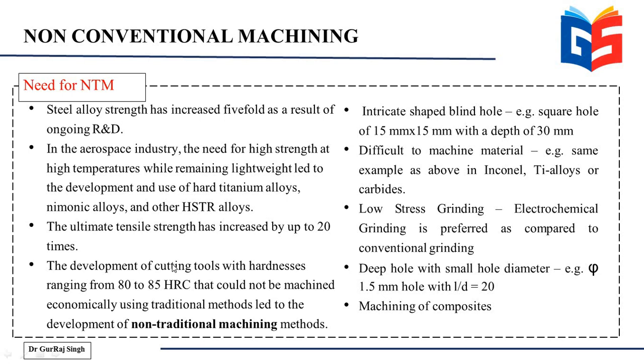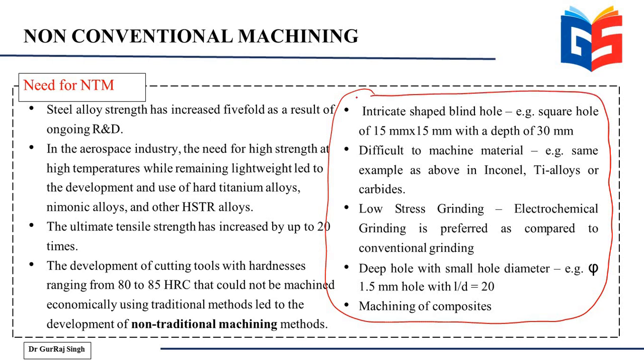Now when you want to have intricately shaped holes, you want to machine difficult-to-machine material, then for low stress grinding, then for drilling deep holes with a small diameter, and for machining of composites. These are the areas where you prefer using non-traditional machining. These are some of the common areas where you would go for non-traditional machining instead of the traditional methods.